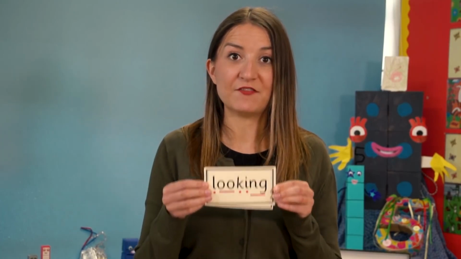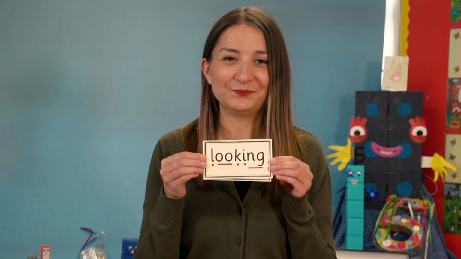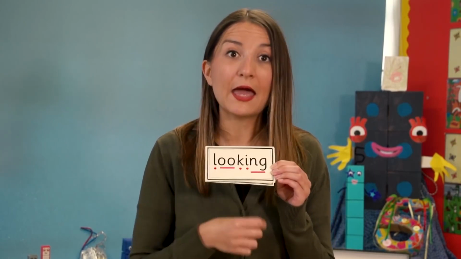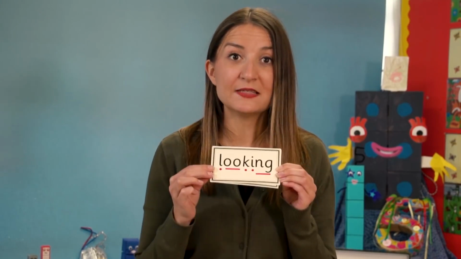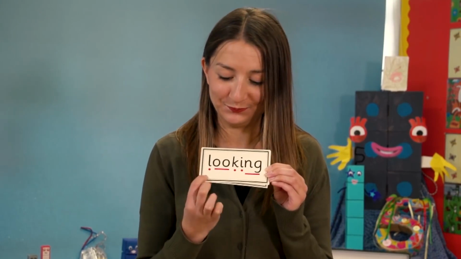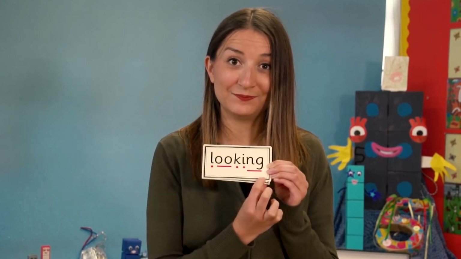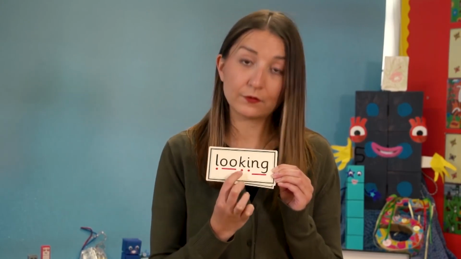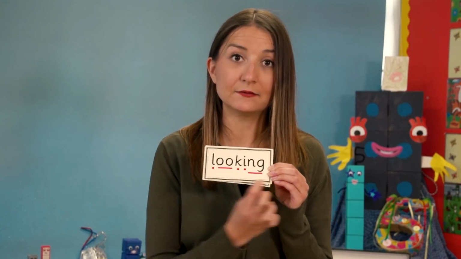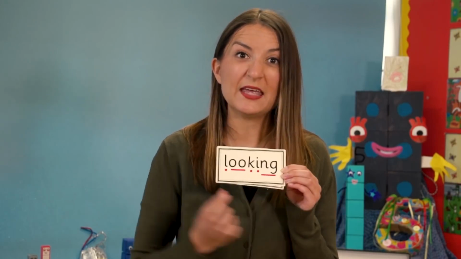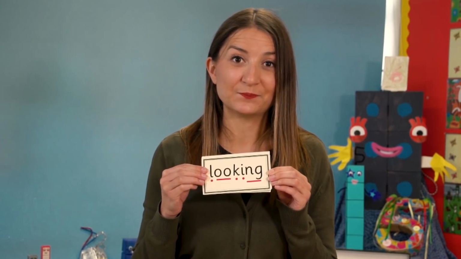Can you spot the digraphs in this word? Yes, the digraphs are oo and ng. Sound out and blend. L, oo, k, i, ng. Looking. He was looking at the birds.